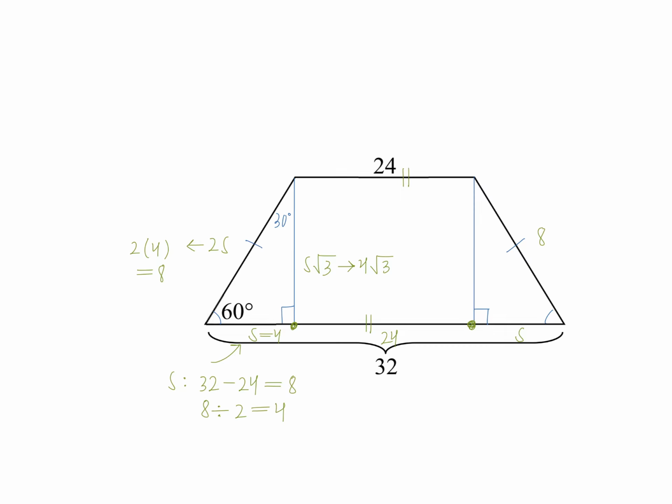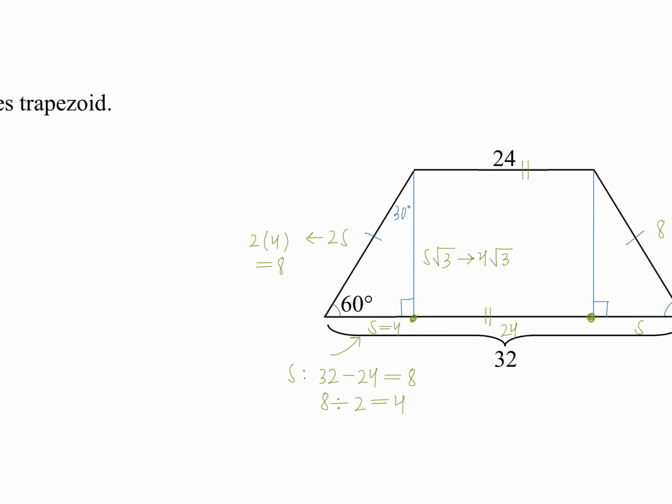And so once again, remember, perimeter means we're going to add them together. So to find my P, my perimeter, I'm going to take 8 plus 8, the two legs, plus my two bases, which were 24 and 32. Okay, so combining my like terms, I've got that 8 plus 8 is 16, plus 24 is going to give me 40, and then plus that 32 will give me 72.